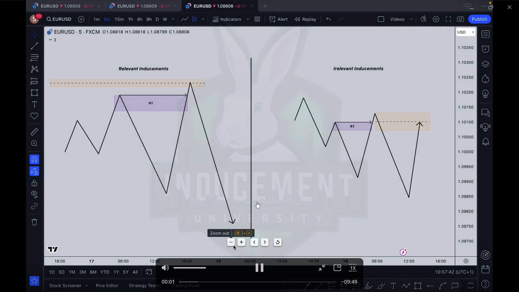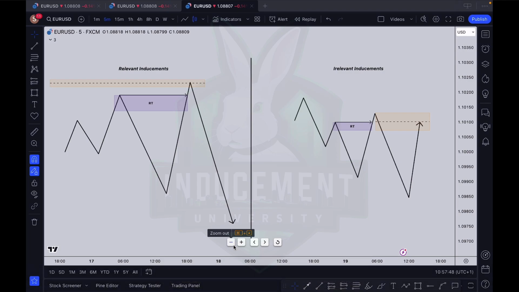Over relevant inducements and irrelevant inducements, just because not every inducement is the same. So we're going to have a look at some theory example, and then we're going to go into some practical example as well. So let's get into it. On the left, you can see we've got a relevant inducement, and on the right, we've got irrelevant inducements. We're going to go over relevant inducements first.